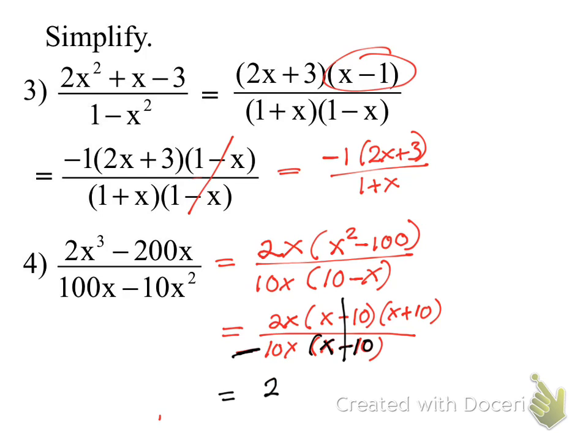We get 2x on top. Oh no, there's more that can be cross canceled. What else can be cross canceled? The 2 goes into 2 once and into this 10 five times, and I can take the x out. So what's left in the numerator? x plus 10. And in the denominator, negative 5. Right, negative 5. Good. Okay, questions?